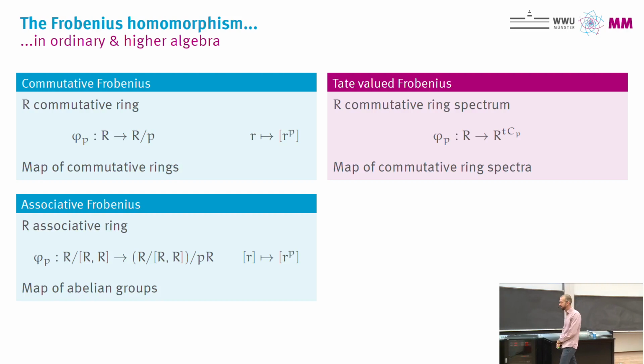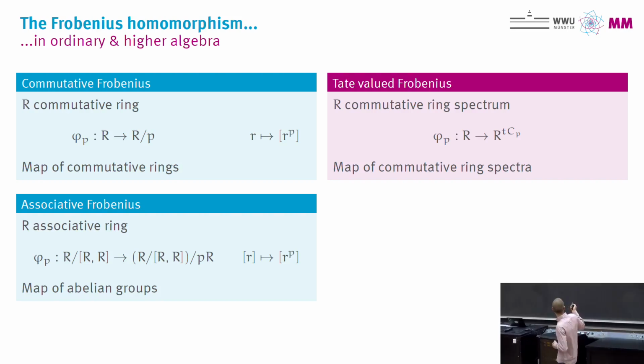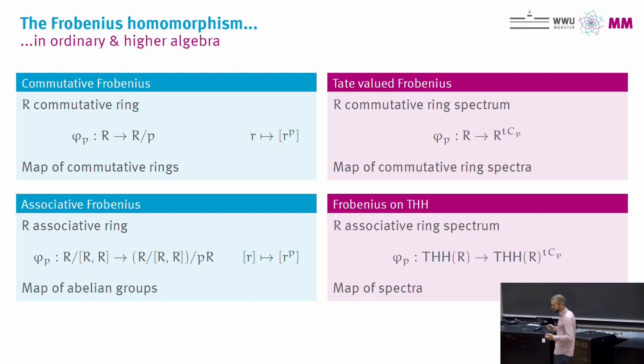generalize to higher land. So the first thing I'm going to explain is, if you have a commutative ring spectrum R, then there's a Frobenius homomorphism from R to the higher world analog of the mod p reduction, and I will argue that this is the Tate construction displayed here. I'll tell you in a second what this Tate construction is, but for now, let me just say this is the higher world analog of the mod p reduction. And then there's also the associative Frobenius. That's a homomorphism on something called THH, which I will also introduce, to THH Tate C_p. So THH I want to think of as the higher world analog of quotienting R by these commutators. Okay, so that's the format of what I'm going to explain now.